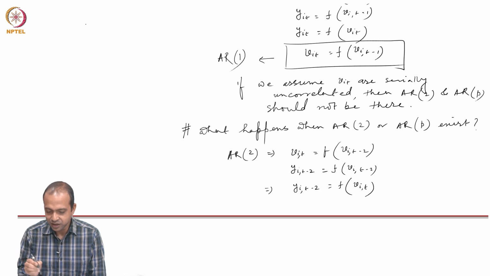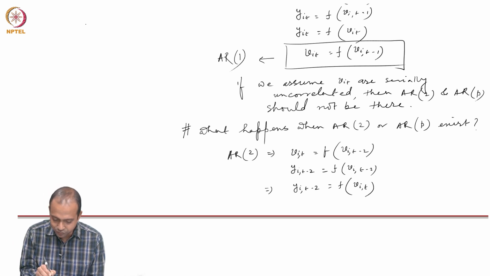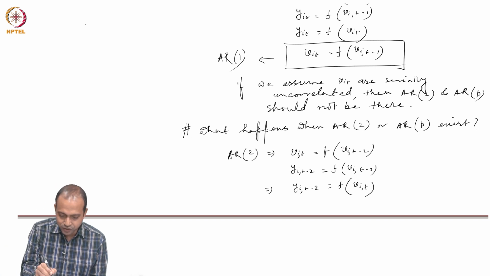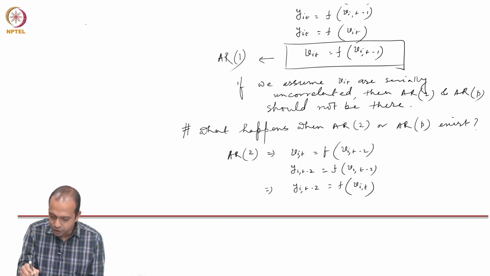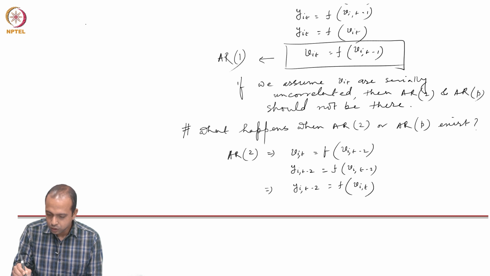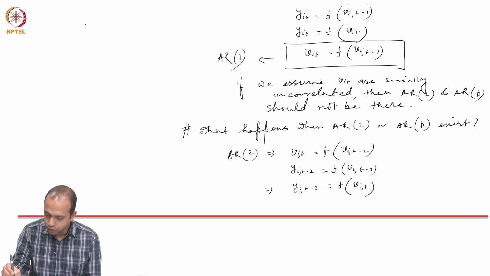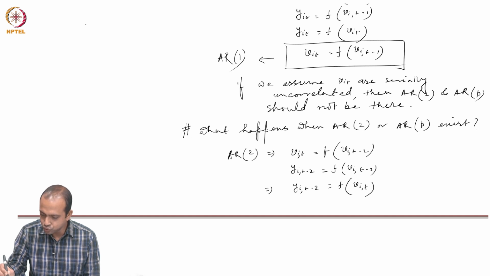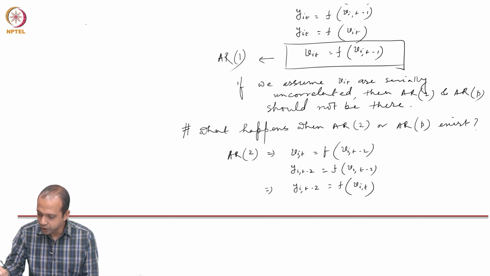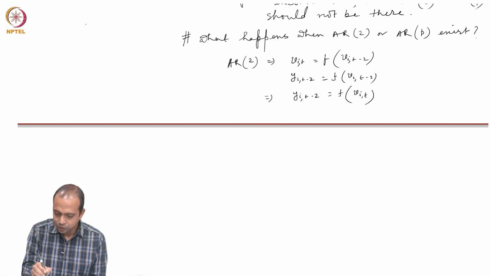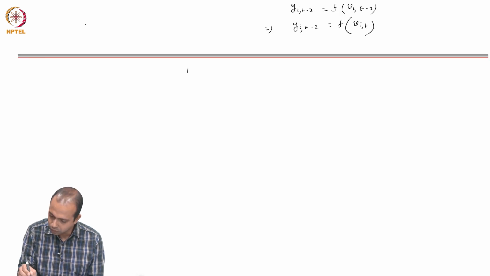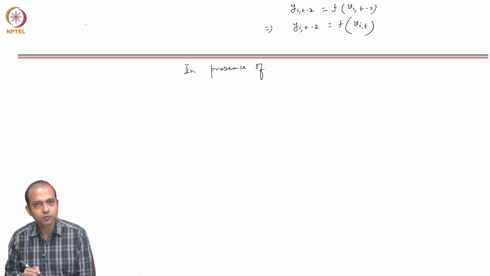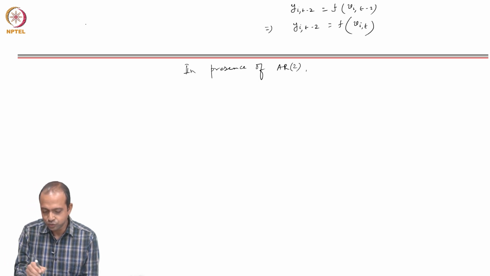If AR2 is there, that means as if we are saying, in presence of AR2, neither Y_{i,t-2} nor delta Y_{i,t-2} are valid instruments. Okay, that is one thing we need to keep in mind.